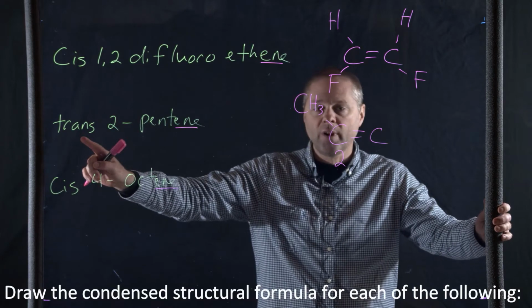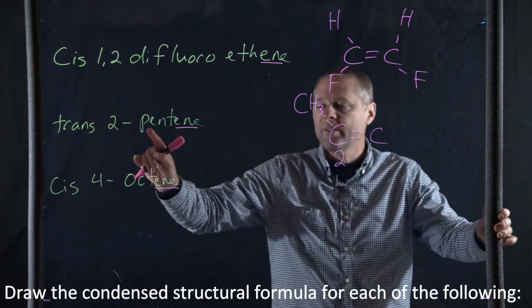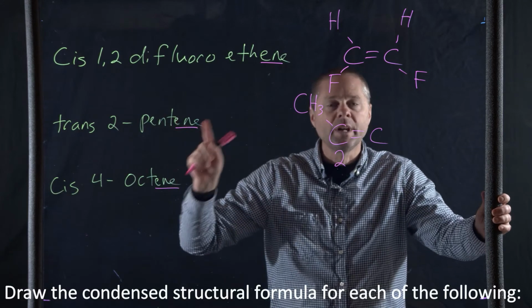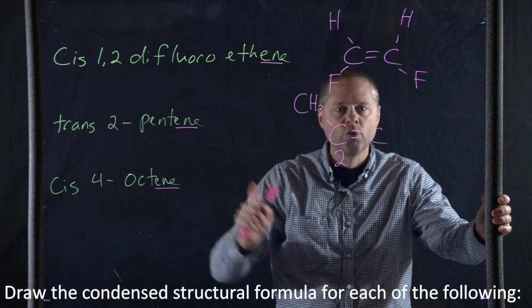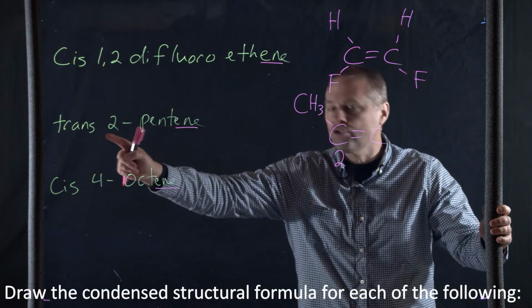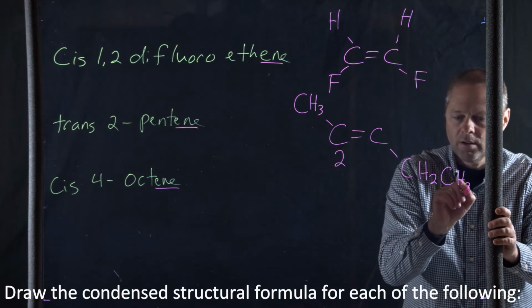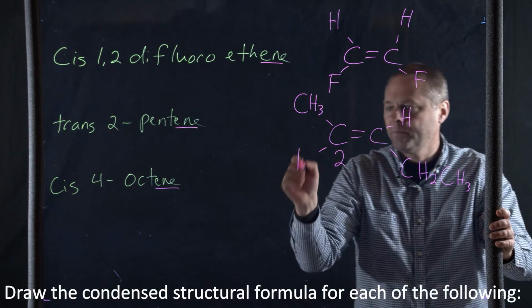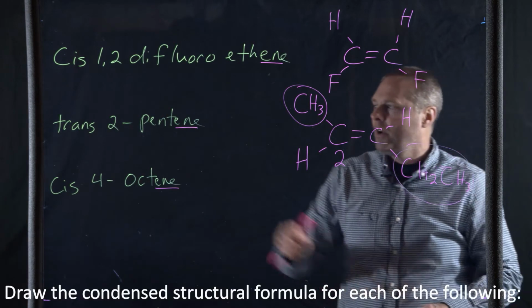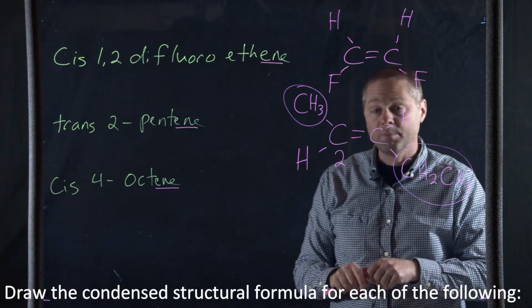Now, because this is trans, now if we count 1, 2, 3, we're still missing 2 carbons because we have pentene, which means there has to be 5 carbons. We're missing 2 carbons. Where are those 2 carbons? Well, they're going to be bonded off of this carbon. But since this is trans, they're going to be below. So these R groups for trans, trans means there's going to be one above and there's going to be one below. That's what it means to be trans.